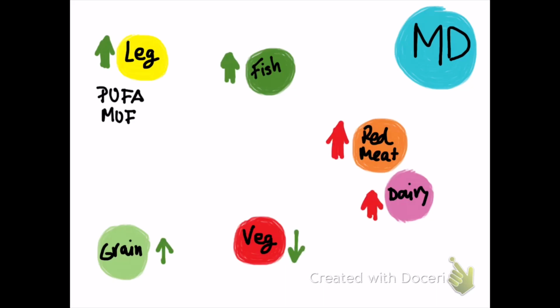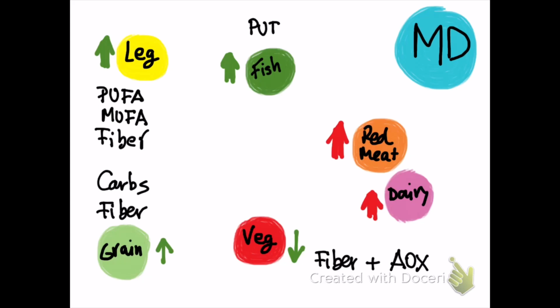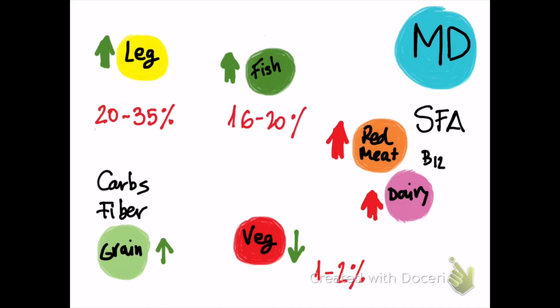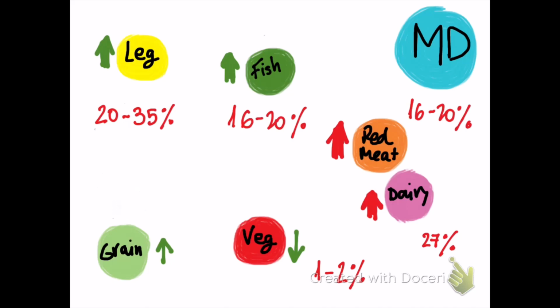Among them are polyunsaturated fatty acids, monounsaturated fatty acids, carbohydrates, fiber, and antioxidants. However, the most characteristic is that two of the groups, meat and dairy products, are associated with saturated fatty acids, which are unhealthy. The amount of protein in each of these groups is variable, being very high in legumes, fish, meat, and dairy products, moderate in cereal, and scarce in vegetables.